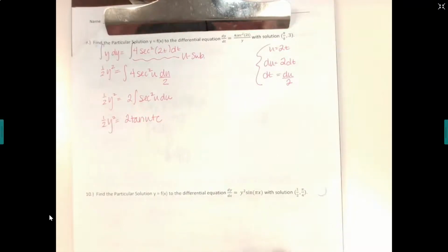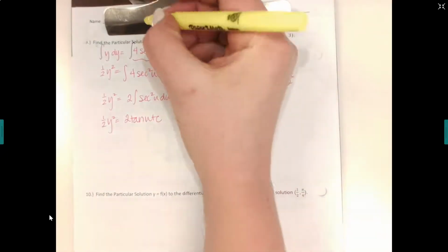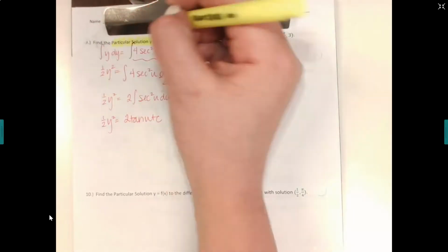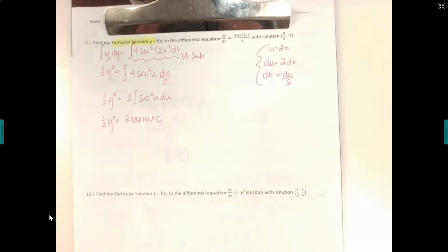Okay, and then I told you yesterday I would tell you how you know if you have to solve. This is how you know right here. Do you see where it says, find the particular solution, y equals? That means you have to put it in y equals form. Okay, so if it does not say that, then you don't have to do it.